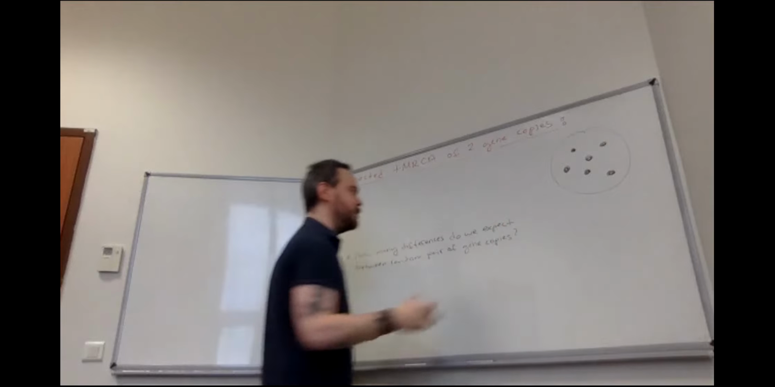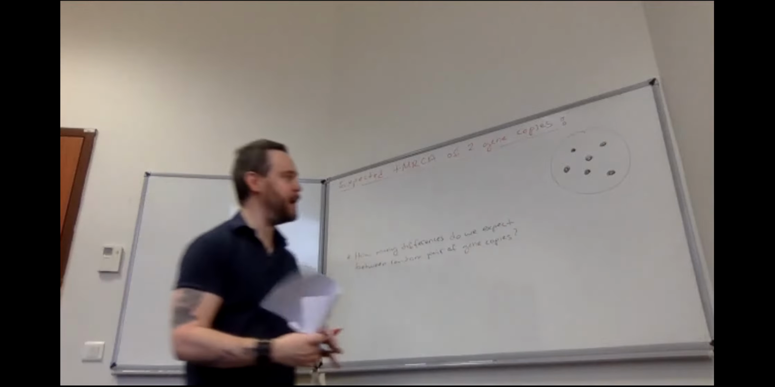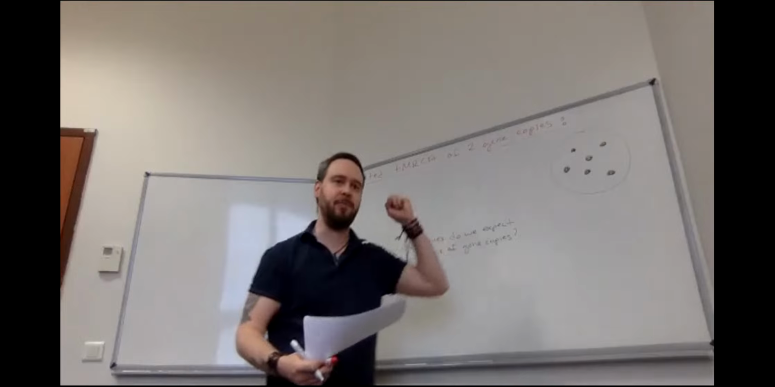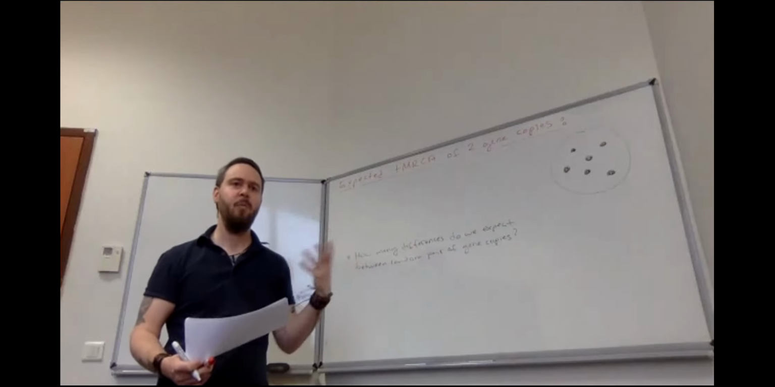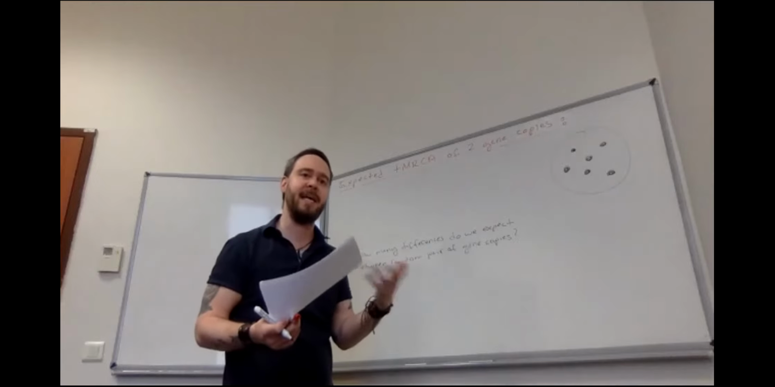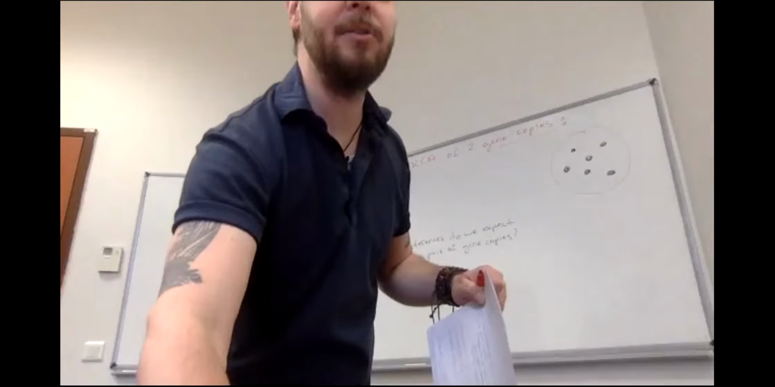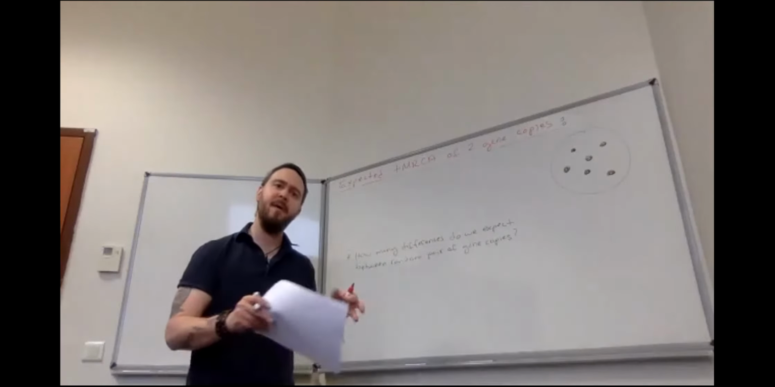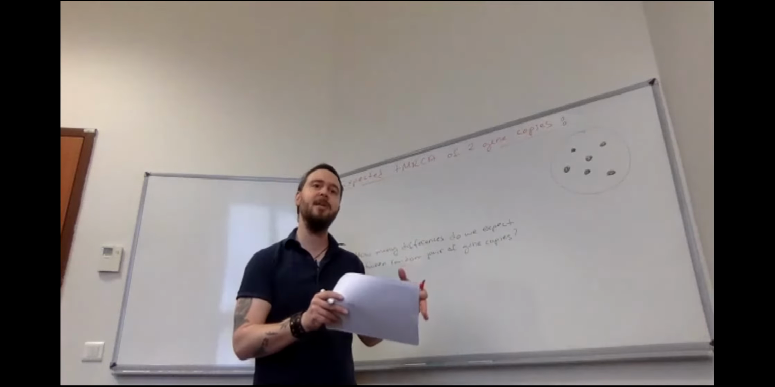So this is the question we're trying to answer. If I pick 2 gene copies from here, any 2 gene copies, what's the expected number of differences between them? What kind of a difference would I expect between these 2 gene copies? Okay. So again, remember that's kind of the definition of pi.